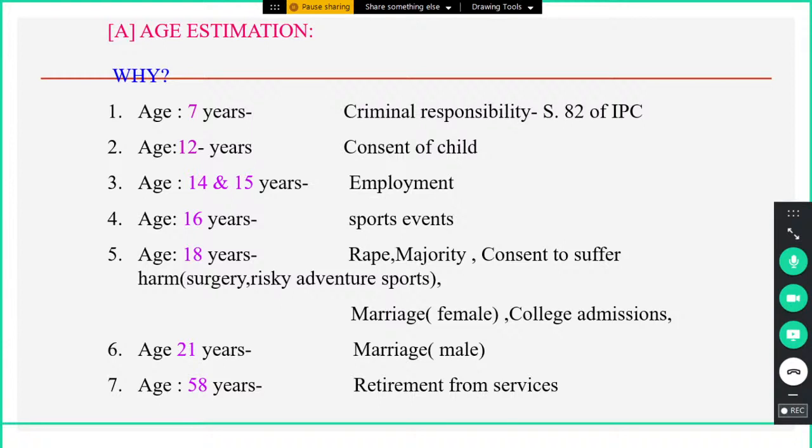That's the difference. Importance of age 12: the child can consent for general physical examination. Importance of age 18: the child can consent for any surgical procedure.